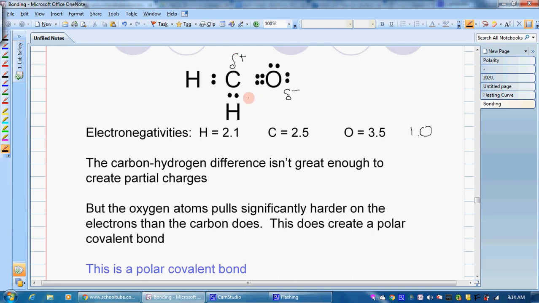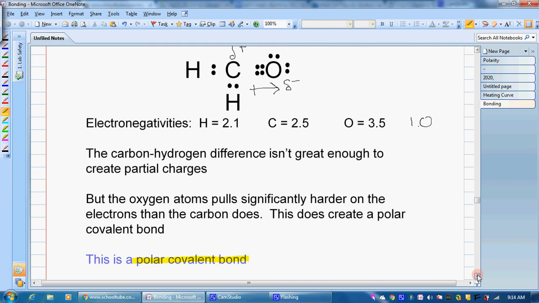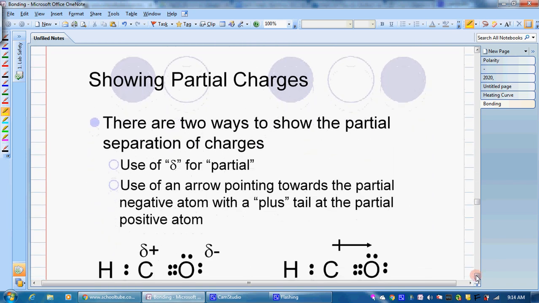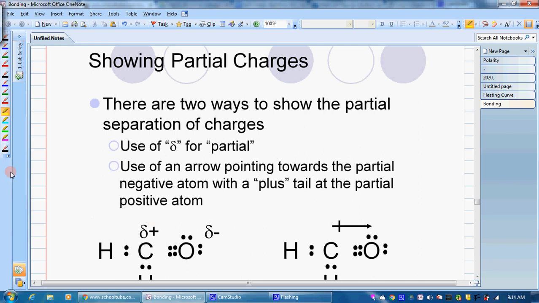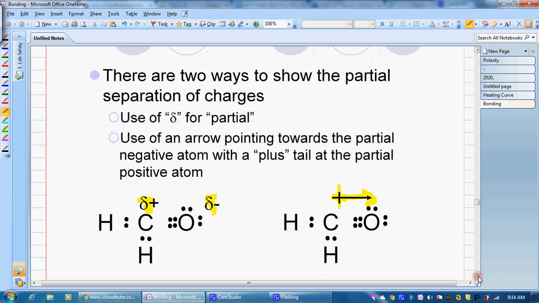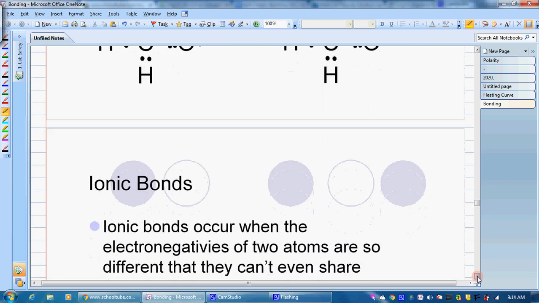Another way you might see this written is with a dipole arrow. The positive part is by the carbon, and the pointed end is the negative end. That would be another way we can represent that this end of the bond is polar because of the difference in electronegativities between carbon and oxygen. So how do we show those partial charges? You can see here partial positive, partial negative, or this dipole, where this is the positive end because it looks like a plus, and the pointed end is going to be the negative. Either way is perfectly fine to show a polar bond.